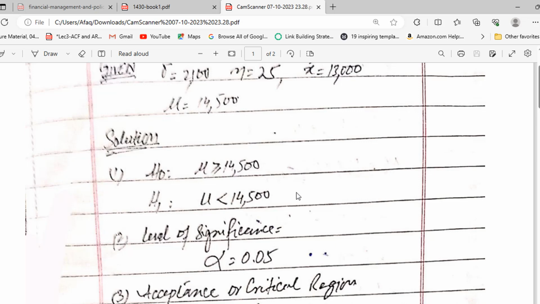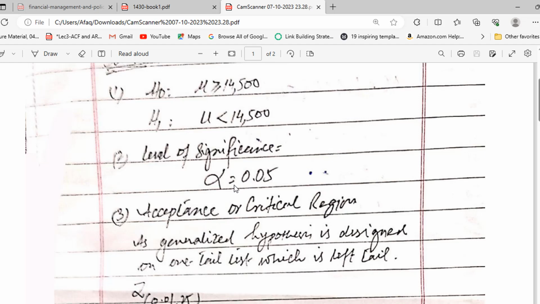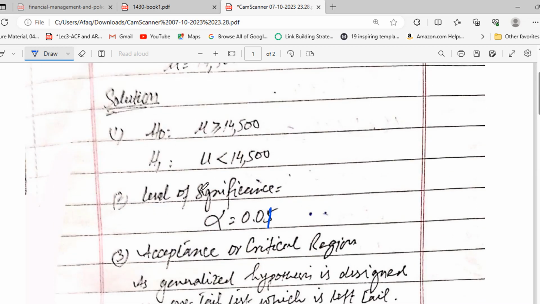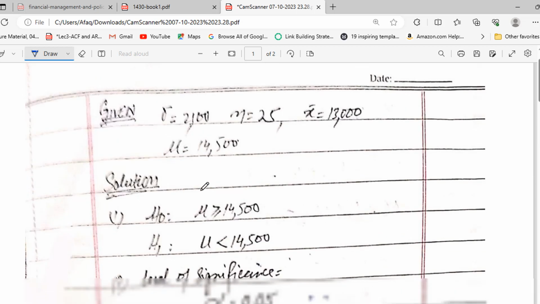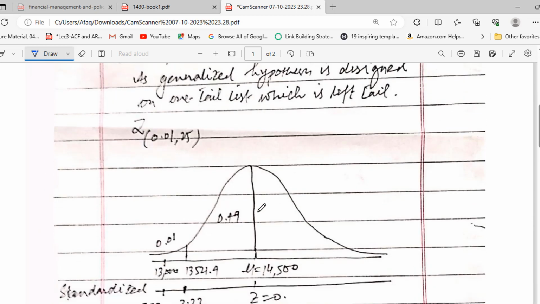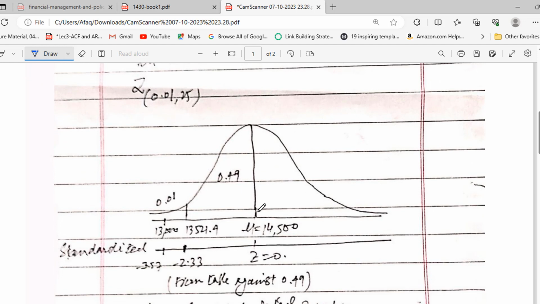Now in the next step I am going to define the level of significance, which is equal to 0.01. Sorry, it is not 0.05, it is 0.01 or 1%. The critical region is designed on a one tail test, which is a left tail, because look at this, the alternative hypothesis is mu less than 14,500. So I am going to determine these values: 0.01 and this is a normal curve. Mu is equal to 14,500.